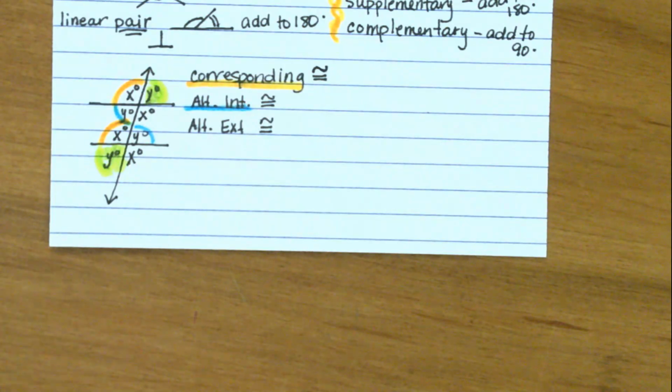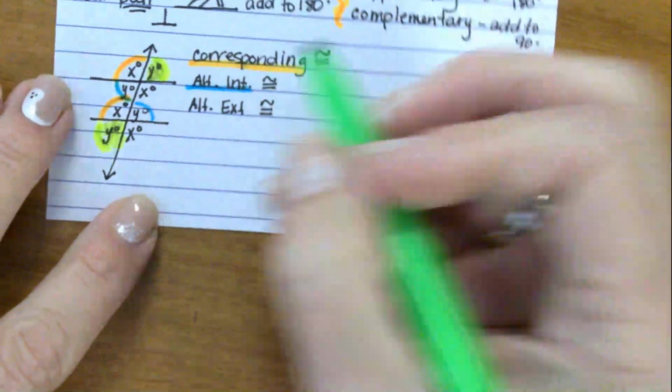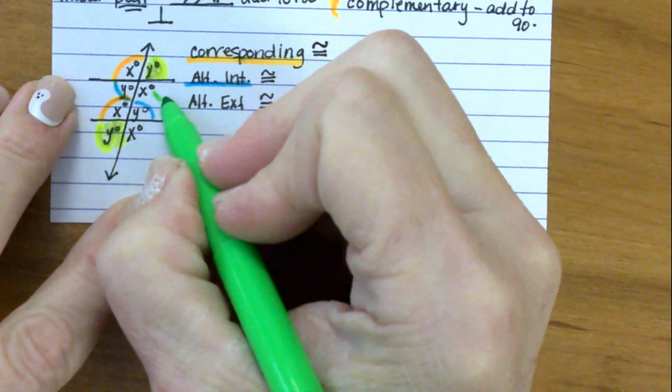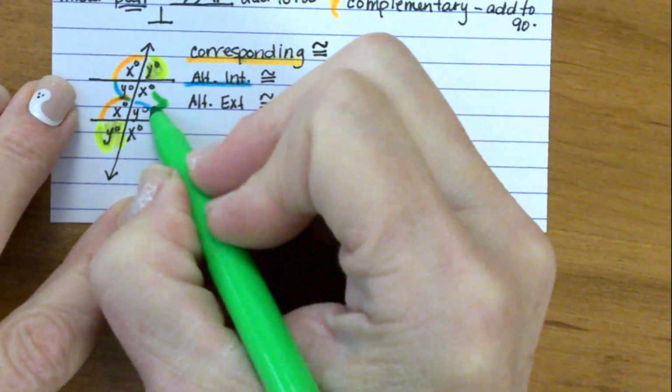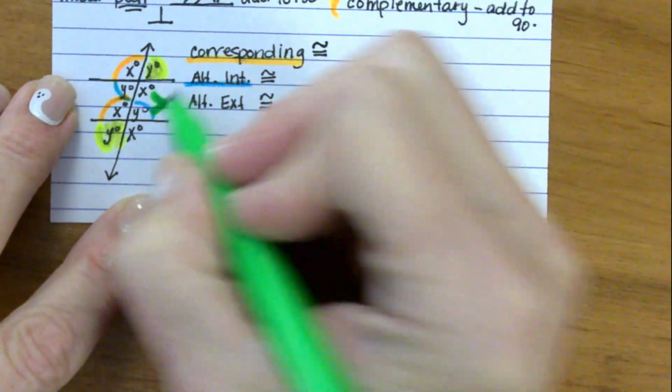I cannot say it enough. I'm just giving you one example. I'm not giving you every possible scenario because I can't do that on a note card, okay? Consecutive interior. That would be those two.